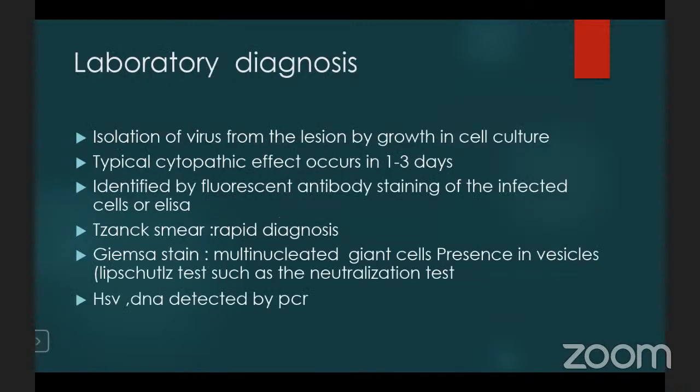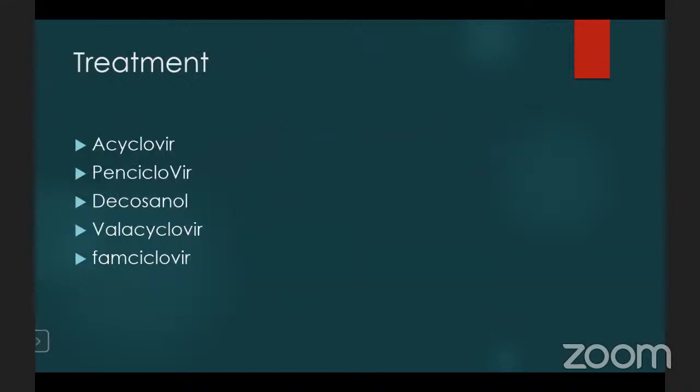Laboratory diagnosis: isolation of virus from the lesion by growth in cell culture. Typical cytopathic effect occurs in 1 to 3 days. It is identified by fluorescent antibody staining of the infected cells or ELISA. Tzanck smear is used for rapid diagnosis. With Giemsa stain, multinucleated giant cells are present in vesicles. Herpes simplex virus DNA is detected by PCR.